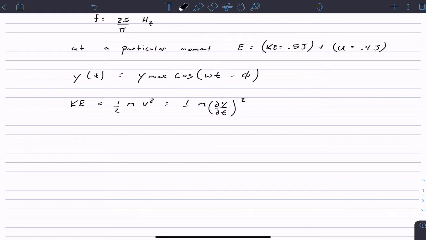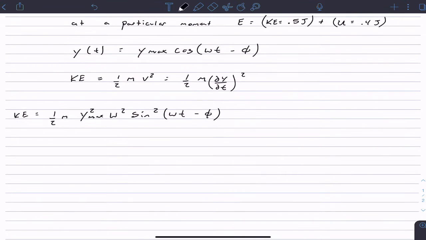And from the last discussion we actually did this. We found the velocity as a function of time using this equation. So now we have y max squared omega squared, and then sine squared of omega t minus phi. This would be your velocity, and then we have half m. So here's your kinetic energy.